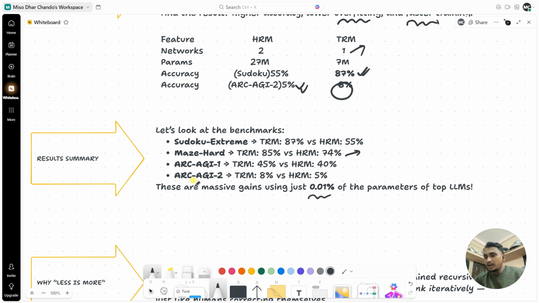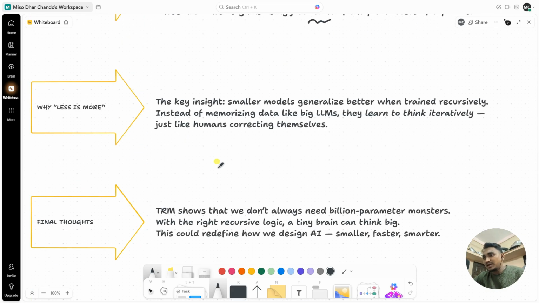Now, why is less basically more? The key insight is that a smaller model generalizes better because of how you train it recursively. Instead of memorizing the data, which is basically what large language models do, that's why they are quite big: 10 GB, 15 GB, 20 GB, even 100 GB as well. But these models learn to think iteratively, just like a human correcting themselves in the case of recursion. An LLM is basically memorizing and tries to predict the next word.